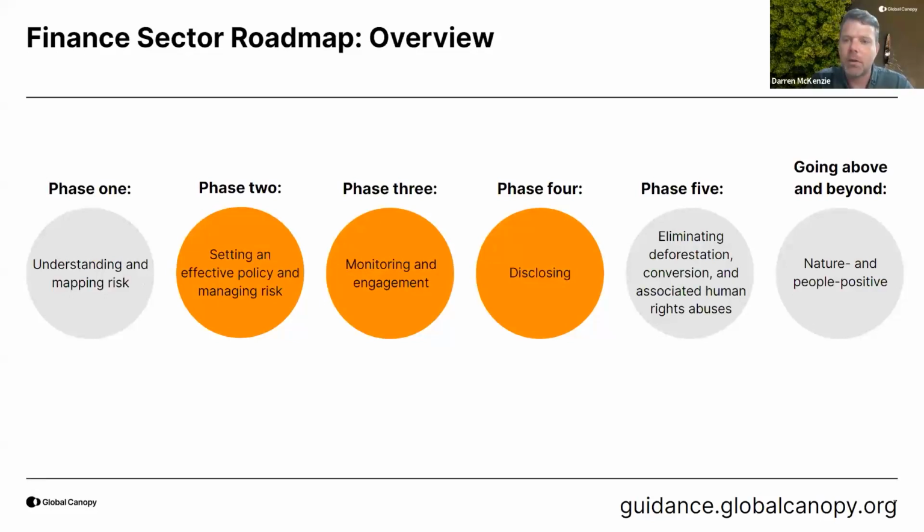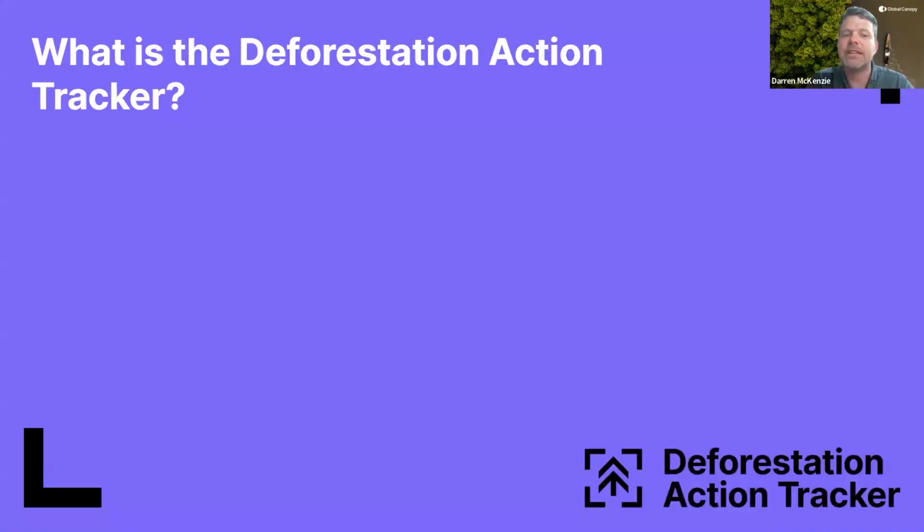So Sarah's given us the context and the overview. It's now Emma's turn to get into the detail of the Deforestation Action Tracker. How does it work?